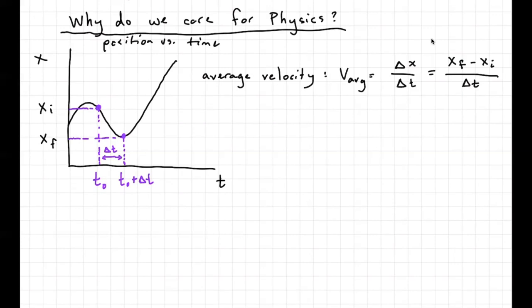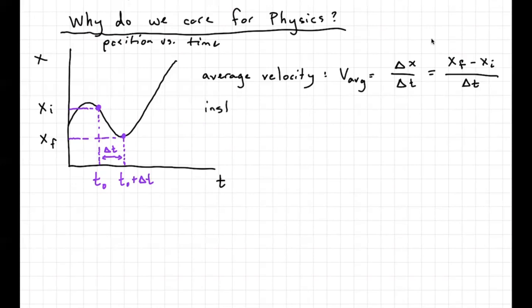But that doesn't really tell me the velocity at any particular time. It tells me the average velocity between two times. If I wanted to answer the question, what's the butterfly's position at a particular time? Now I'm talking about an instantaneous velocity. That is, the velocity at a moment in time.